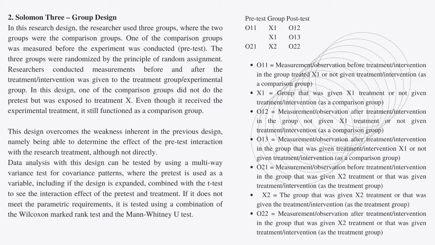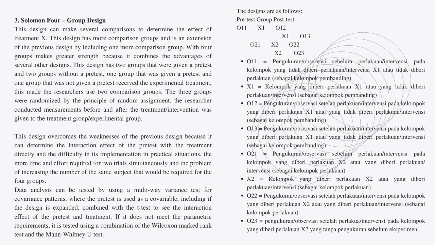Data analysis with this design can be tested by using a multi-way variance test for covariance patterns, where the pretest is used as a variable, including if the design is expanded, combined with the t-test to see the interaction effect of the pretest treatment. If it does not meet the parametric requirement, it is tested using a combination of Wilcoxon-Mark rank test and the Mann-Whitney U-test. And now we move on to the third and last one, the Solomon 4-group design.